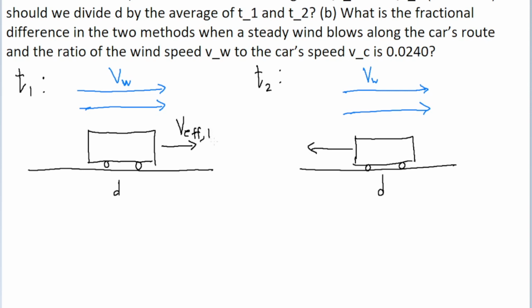And the reason why I'm saying the effective speed of the car is because this is the speed that the car will actually be moving at because of the wind. So V effective is the effective speed because it takes the wind into account, and not just whatever is on the car's speedometer. Or rather, just whatever the car's speed would have been in a windless situation. And similarly, for the t sub 2 case, we'll say that the car's moving speed is V effective 2.